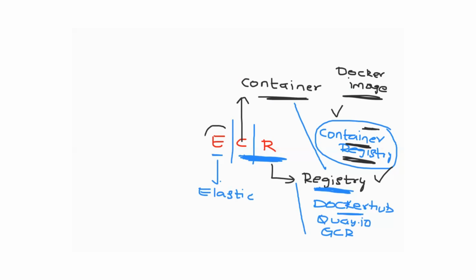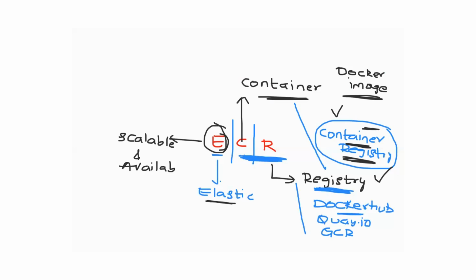Now, the first alphabet here is Elastic, which means like any AWS services that you see, if they start with the alphabet E, that means they represent that this service is highly scalable and available in nature.